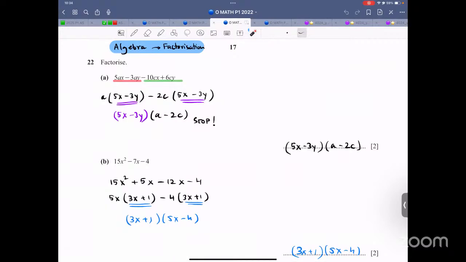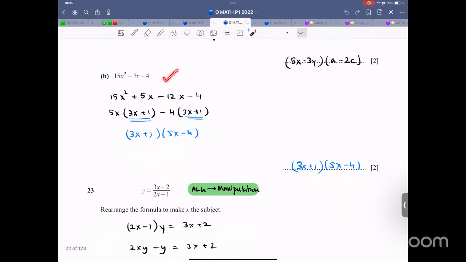Basic factorization: 5ax minus 3ay minus 10cx plus 6cy. From here, let me take a common. From here, let me take c common as well as 2 common. So now the thing on the inside comes out to be the same. This is factorization, and then these two are taken common. And this is the answer. Stop over there because this is factorized. It doesn't say solve.